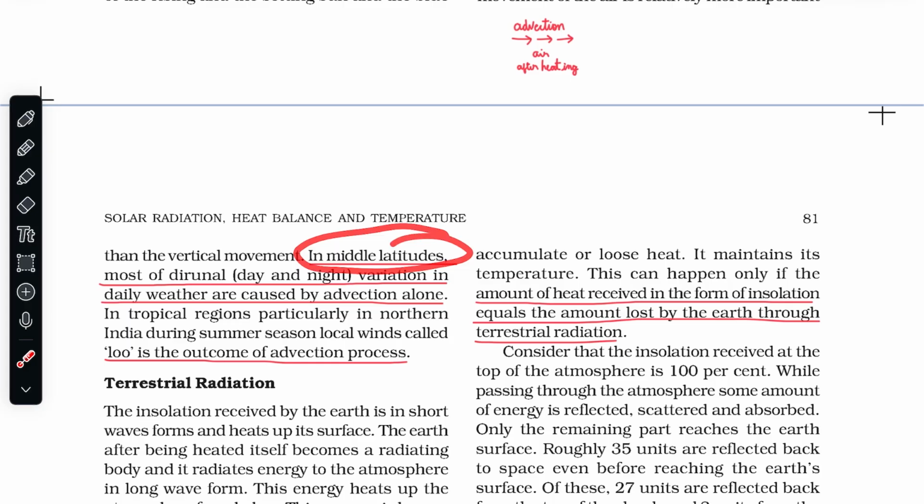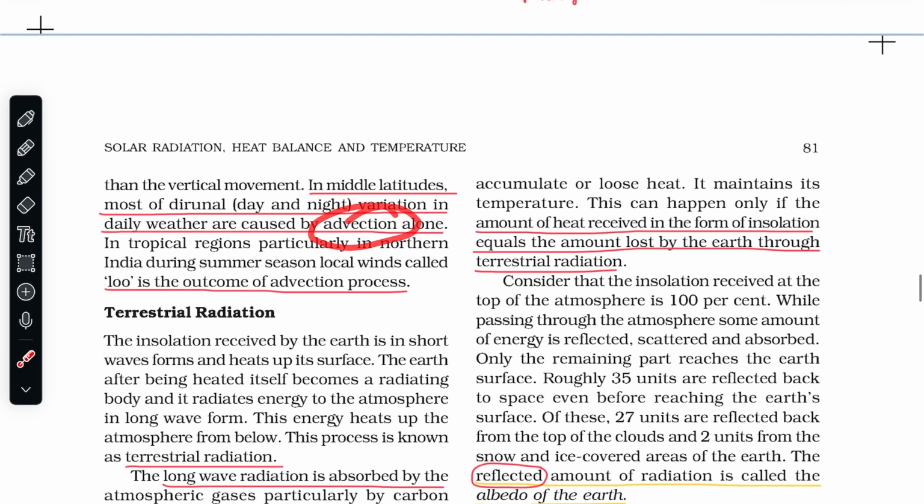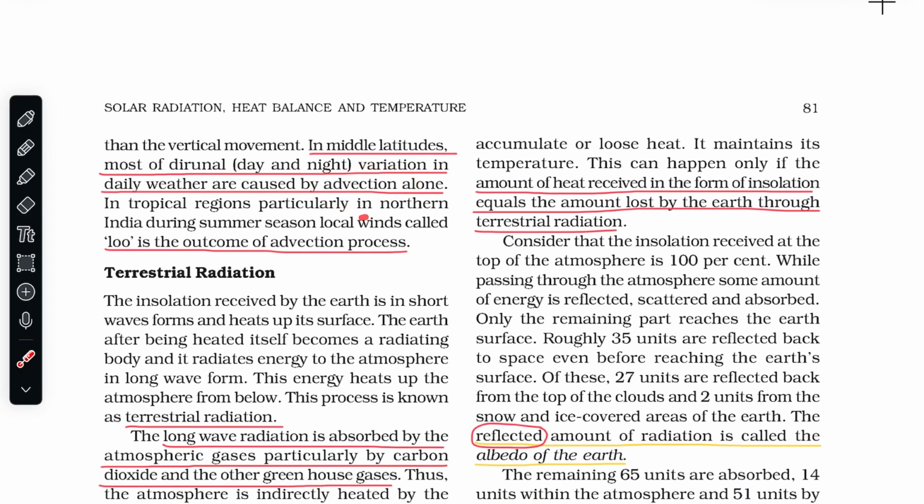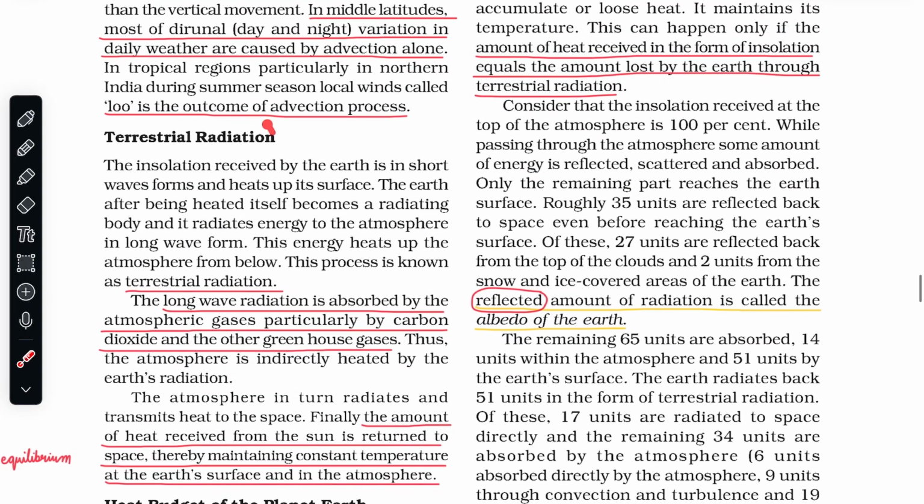In middle latitudes, most of the diurnal, day and night variation in daily weather is caused by advection alone. So in the middle latitudes, the diurnal range of temperature is because of advection alone. In tropical regions, particularly in northern India, during the summer season, the local wind called Loo is the outcome of the advection process. And then the terrestrial radiation.